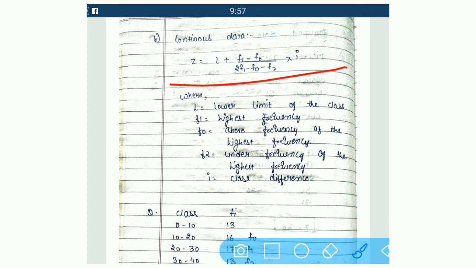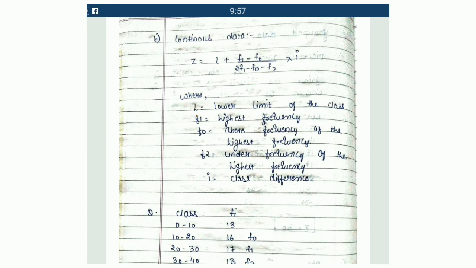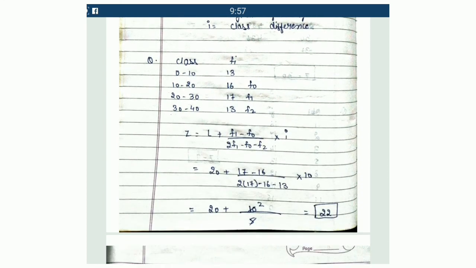Here the formula is given: Z equals L plus (f1 minus f0) divided by (2f1 minus f0 minus f2), whole multiplied by i. L equals the lower limit of the class, f1 equals the highest frequency of the class, f0 equals the frequency above the class, f2 equals the below or under frequency of the class, i equals the class difference. Now let us understand this whole thing through one question. Classes and frequencies are given to us.